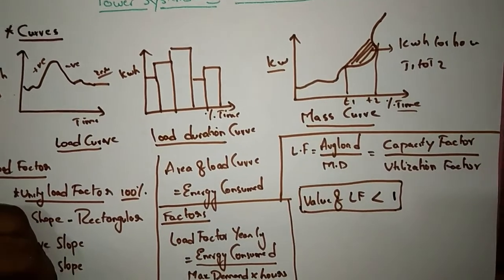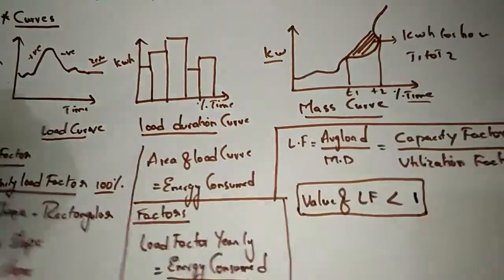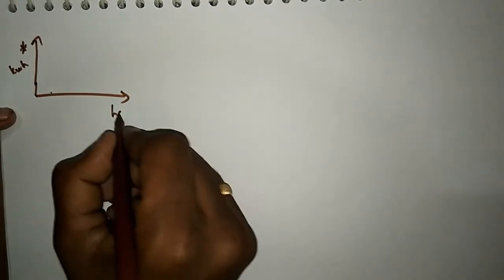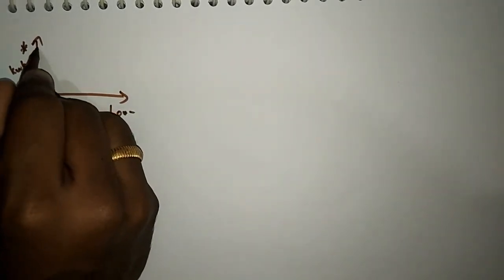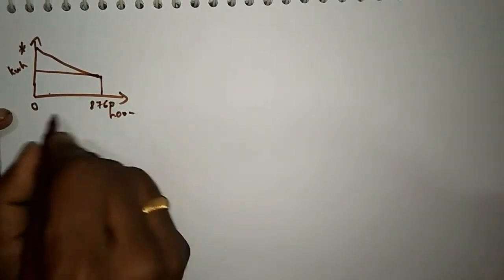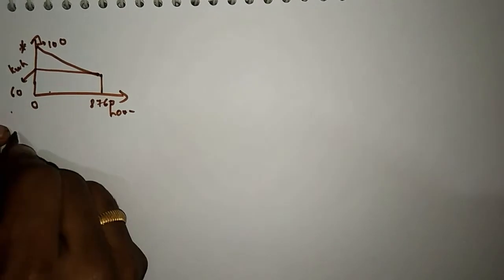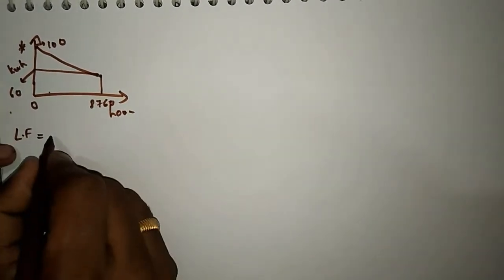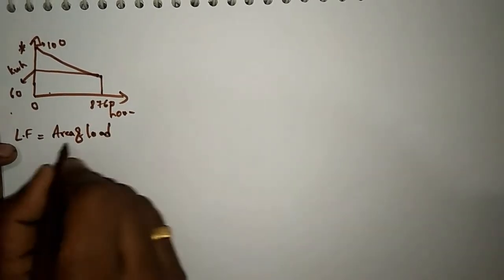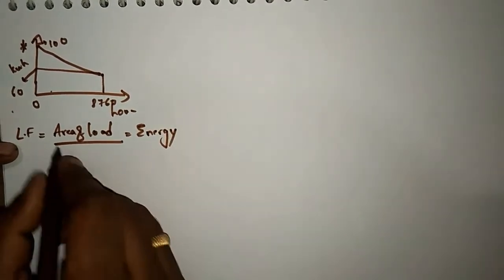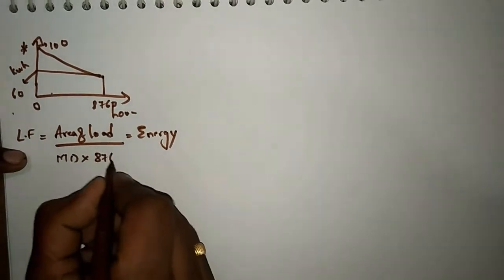Next comes a problem. The questions may be like this for one mark. Consider this is kWh and this is hours, from zero to 8760, which means this is a yearly load curve, and this is 100, this is 60. They may ask you the load factor. The formula I gave you is: area of load curve is equal to energy consumed, so load factor is area of load curve by maximum demand into 8760.